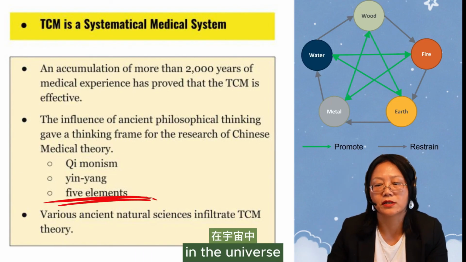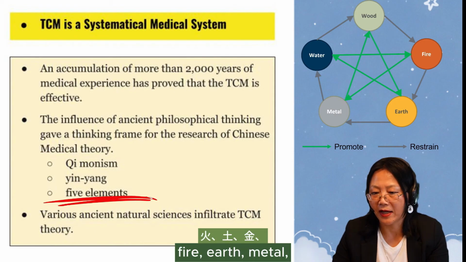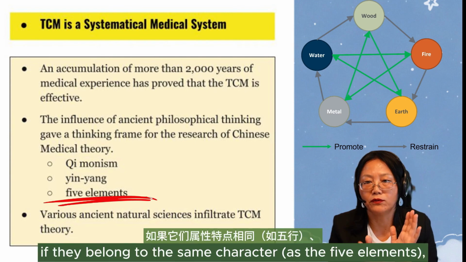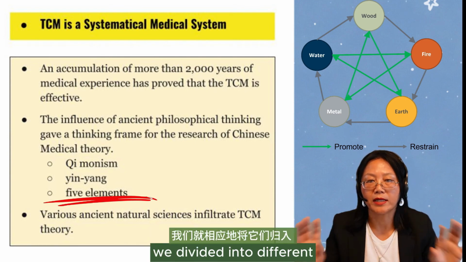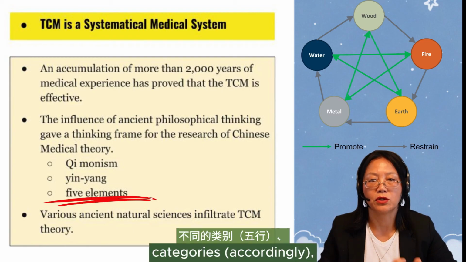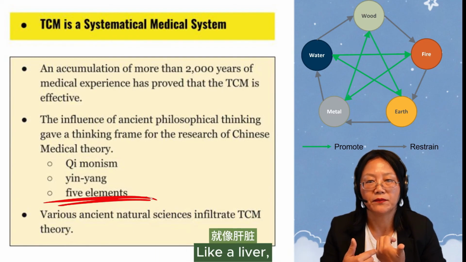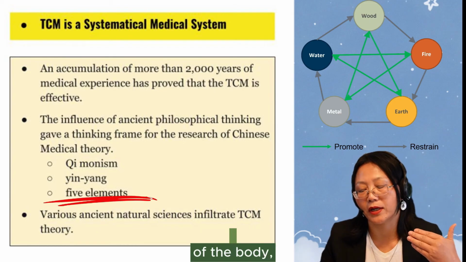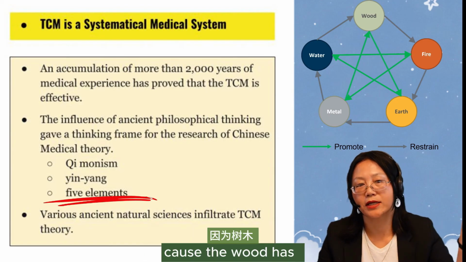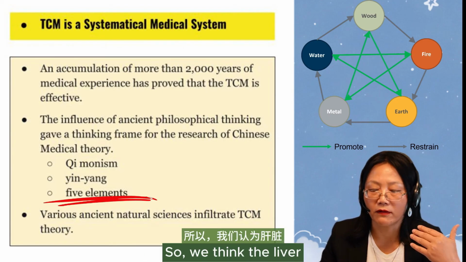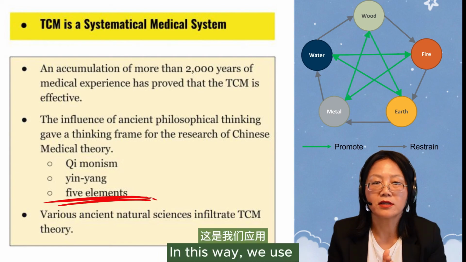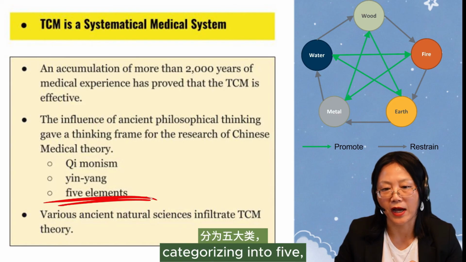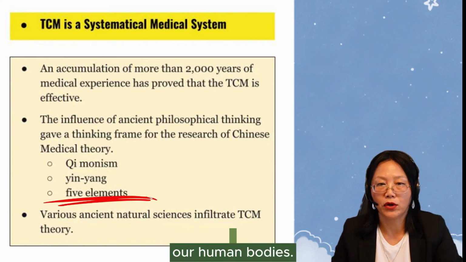Another one we call the five elements. All the things in the universe can be classified as wood, fire, earth, metal, and water. The natural characters are different. If they belong to the same character, we divide them into the same category. Including our Zang organs, like the liver in charge of the tendons, associated with flexibility of the body, which looks like wood, because wood has to be flexible. So we think the liver belongs to wood. In this way, we use this philosophy, which categorizes the whole universe into five, to categorize our human bodies.